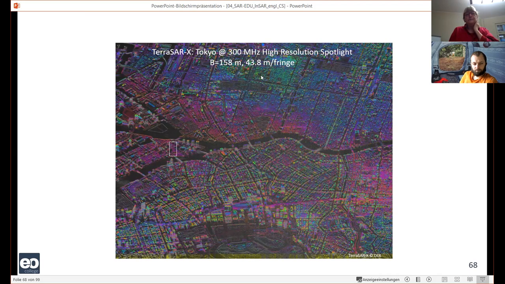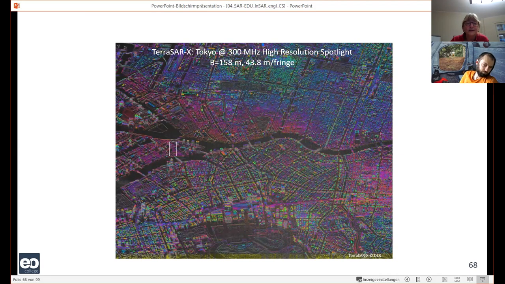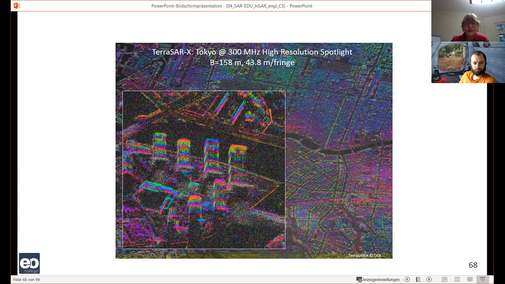So why is it showing that? Because of the height resolution on some buildings. And again, because this is such a nice geometric resolution, you see even how the fringes move up on these skyscrapers. So there are plenty of such illustrations on the internet that show the capabilities of high resolution interferometry.